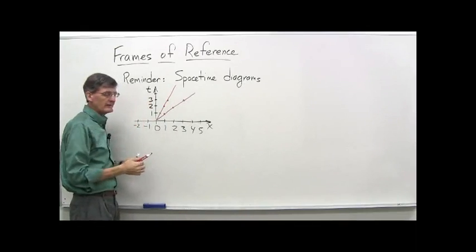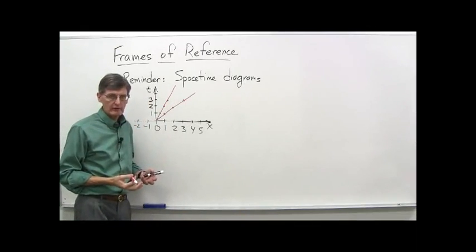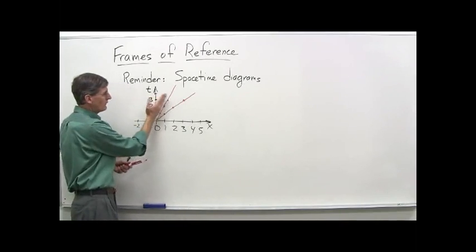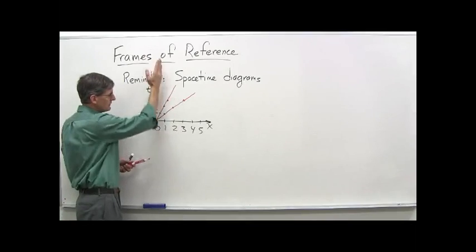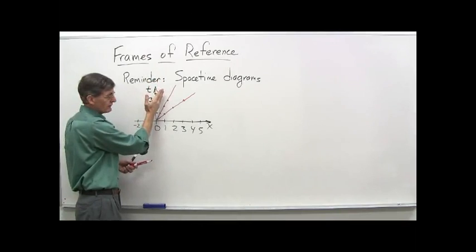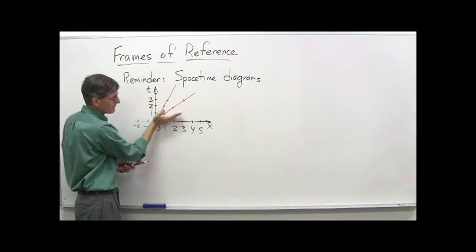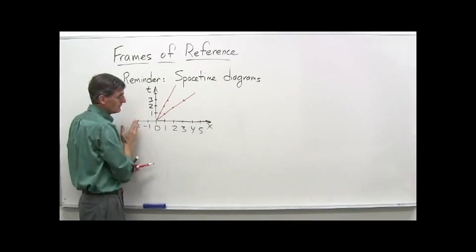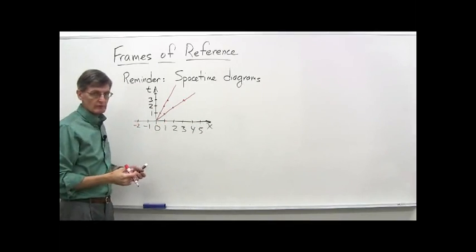And the slope of that line is inversely related to the velocity. Okay? So large slope, which means it's closer to the vertical, means a slower velocity. Smaller slope means it's closer to the horizontal, gives us a larger velocity.